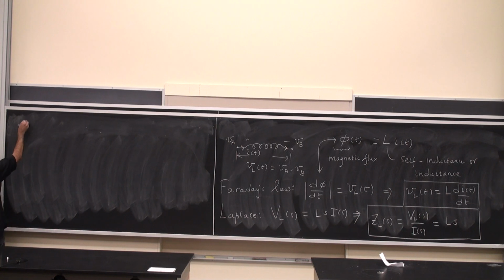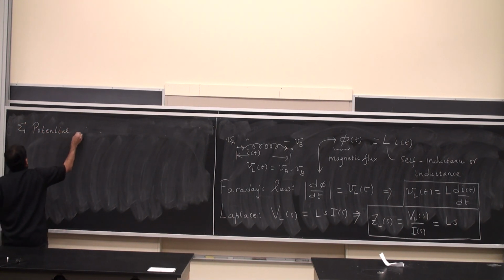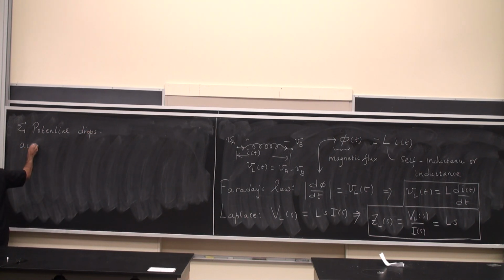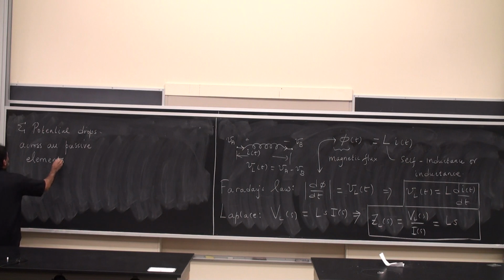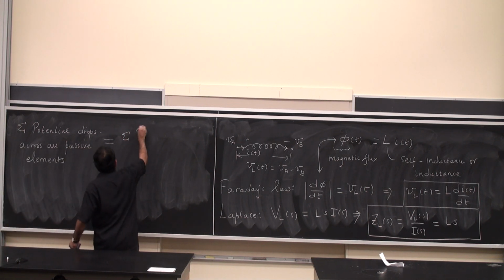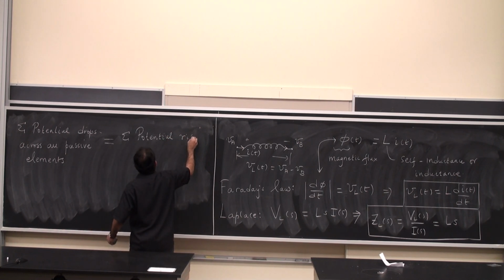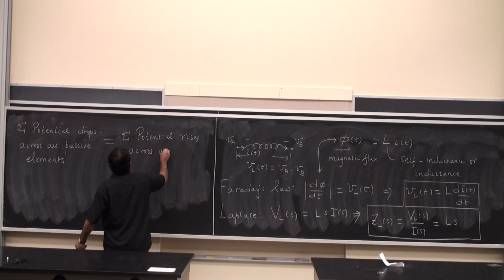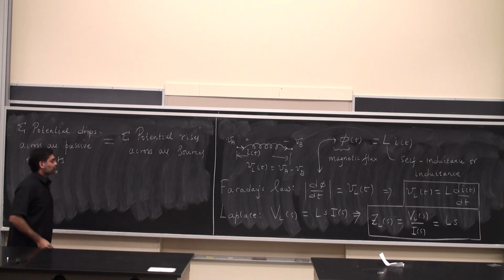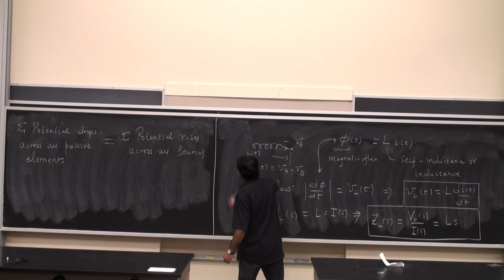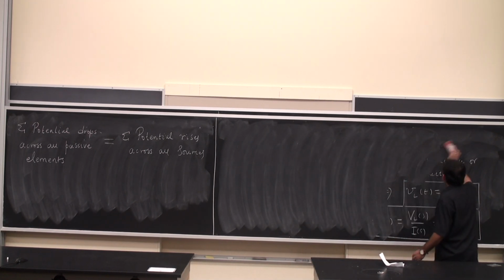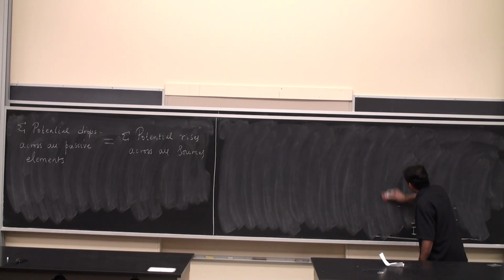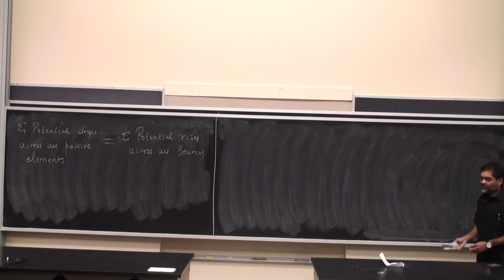So the sum of potential drops across all passive elements is equal to, and this law is a restatement of this fact essentially, the sum of potential rises across all sources. Take a simple example, okay?